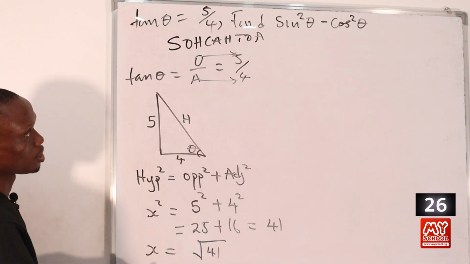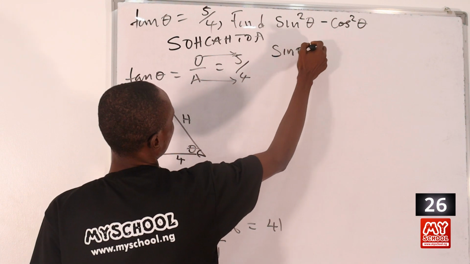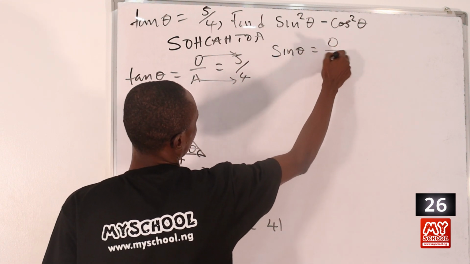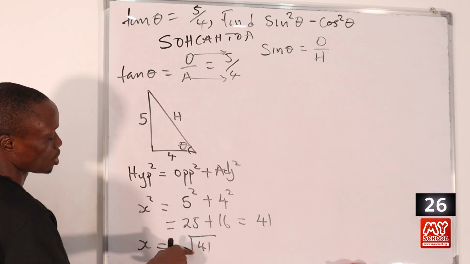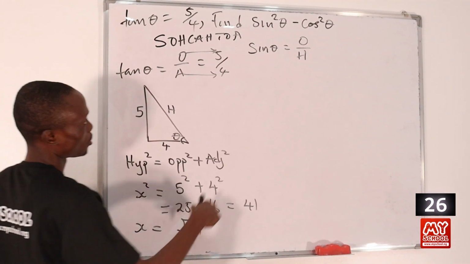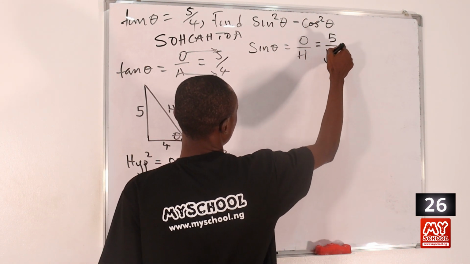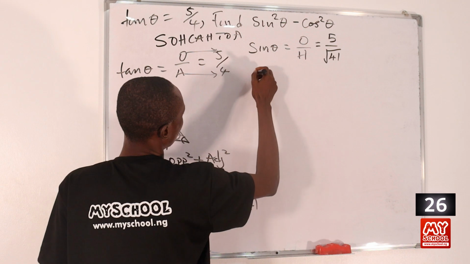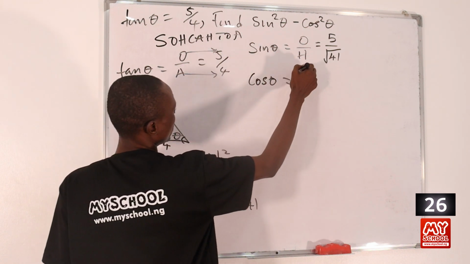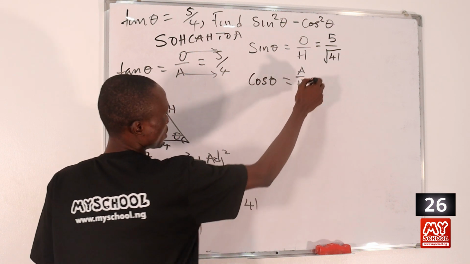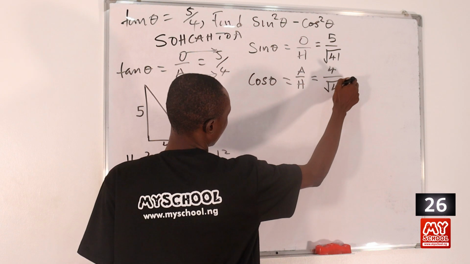simply because we took the square root of both sides. Now from here we know that sine theta will be equal to opposite all over hypotenuse. But remember, our hypotenuse is equal to the square root of 41. So if we fix it here, we'll be having 5 over the square root of 41. Then for cos theta, we'll be having adjacent over hypotenuse, and this will be equal to 4 over root 41.